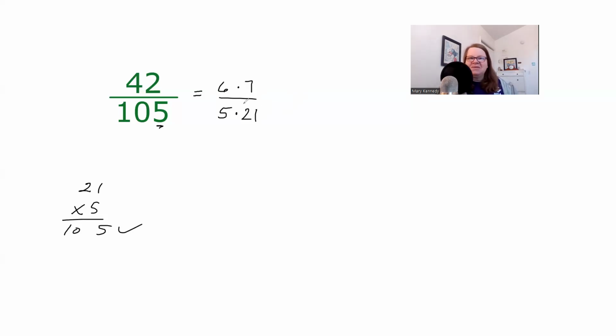Still don't see anything that's really super helpful at this point, but I know that 6, I could break that apart. 6 is just 2 times 3, and I'll bring the 7 over. And then for 21, I know that's 7 times 3, right? Now we start to see where this gets much simpler.